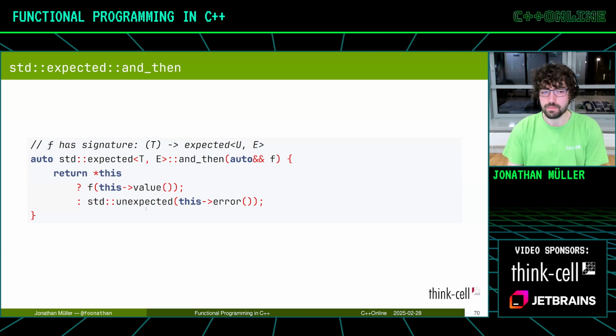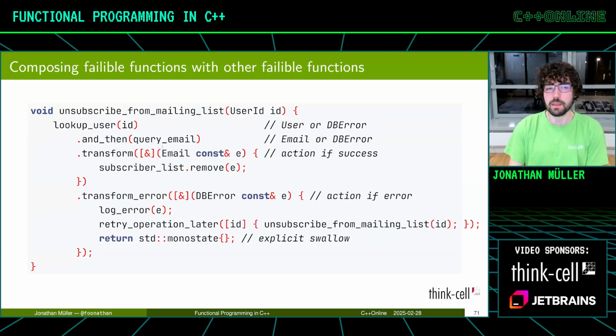And so this is how that looks. And then we can write the pipeline like this. So we look up the user, and then we query the email. We do an action on success. We do an action on error. And again, it is really obvious which operation can fail. Only the ones with and then. The ones with transform, they can't fail. And that's how you declaratively process stuff.